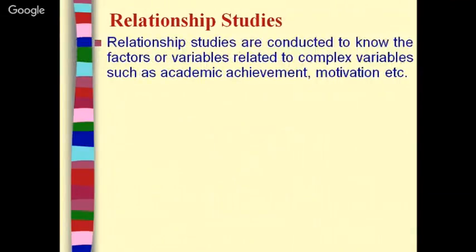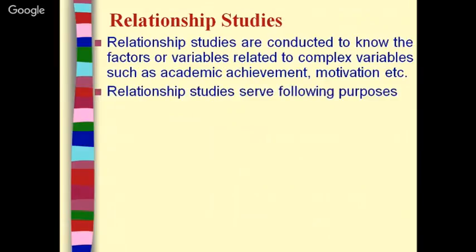Under correlation studies, we will be having two types of studies. One is called relationship and the other is called prediction studies. Relationship studies are conducted to know the factors, the variables, which are affecting any complex variable. If I take academic achievement, it may be affected by interest, aptitude, and I can add a number of other variables. It may be the motivation of the individuals. It may be the attendance. It may be the learning style. So there can be a number of other variables which may affect the academic achievement of the students.